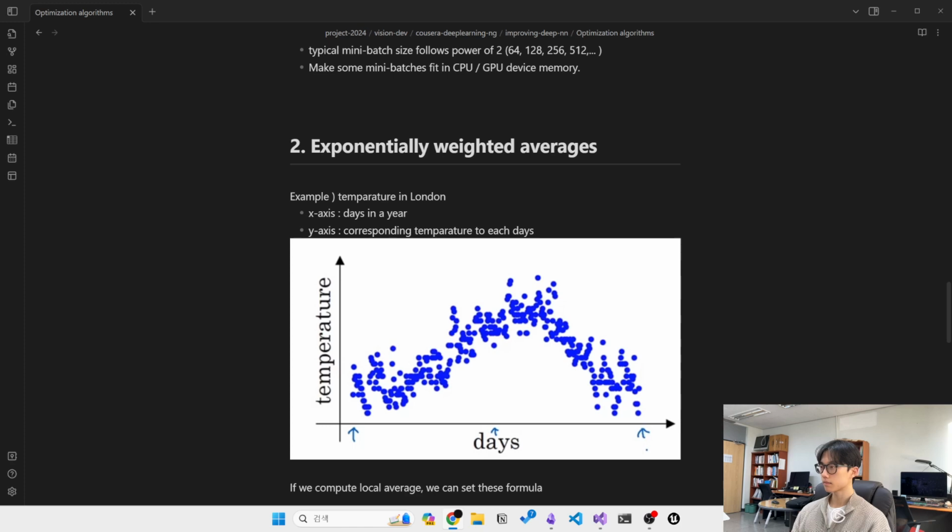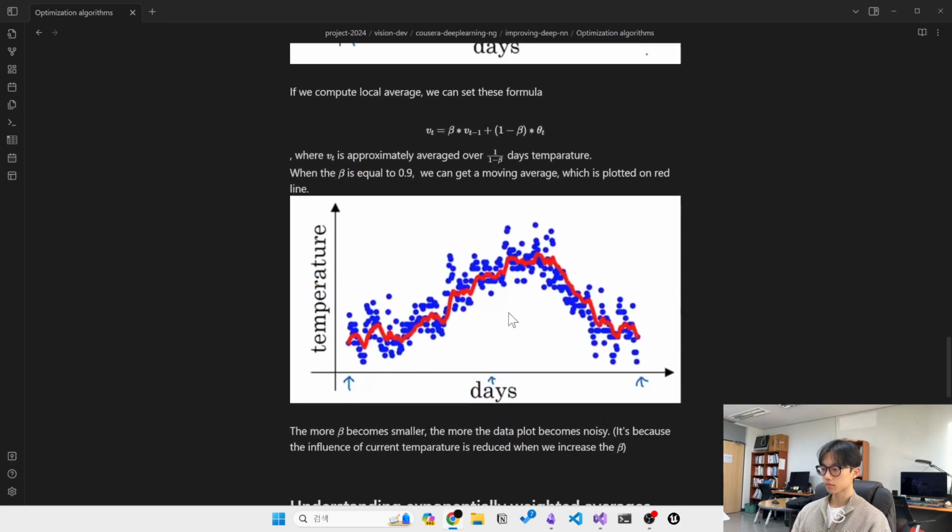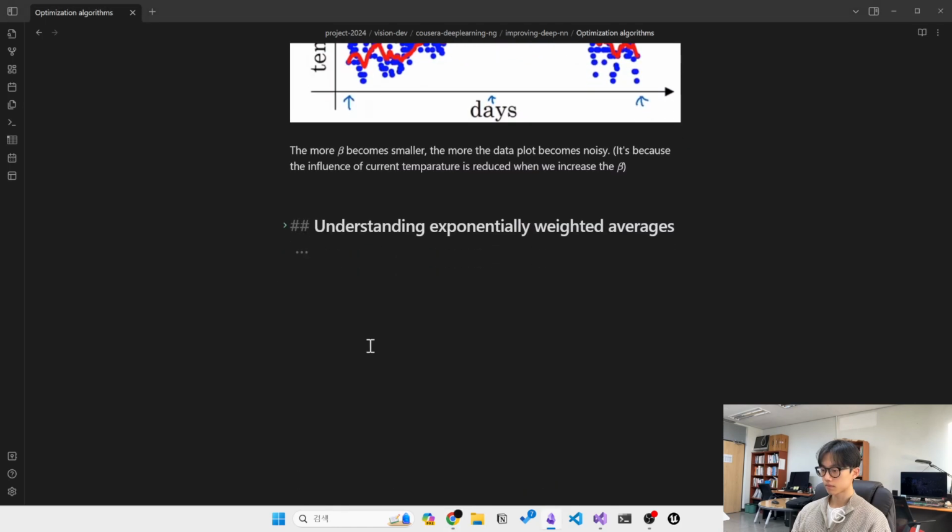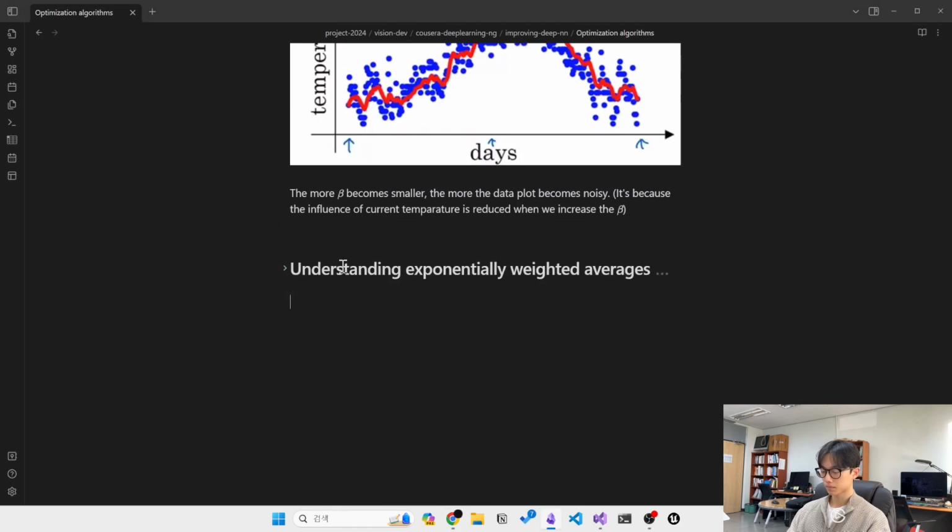You've learned how to implement exponentially weighted averages. There's one technical detail called bias correction that can make your computation of these averages more accurate. Let's see how that works.